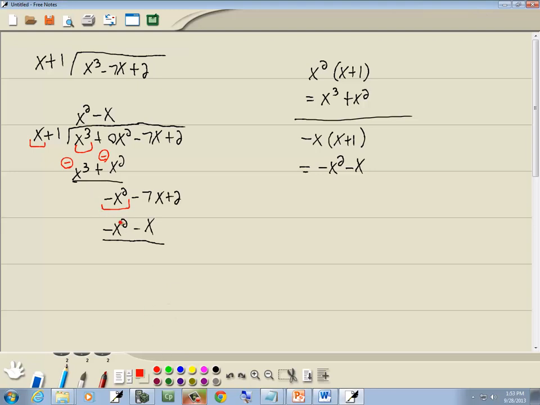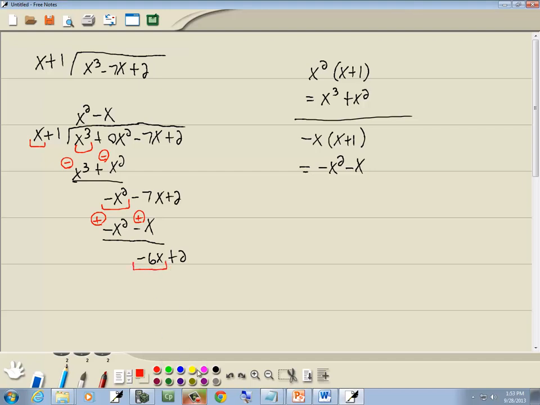We're going to subtract that line, which means flip signs. So this negative x squared becomes positive. This negative x becomes positive. Negative x squared plus x squared drops away. Negative 7x plus x gives us negative 6x. And then I'll bring down the plus 2.